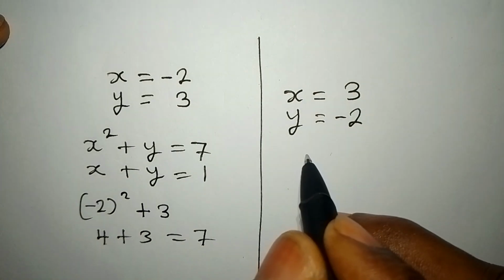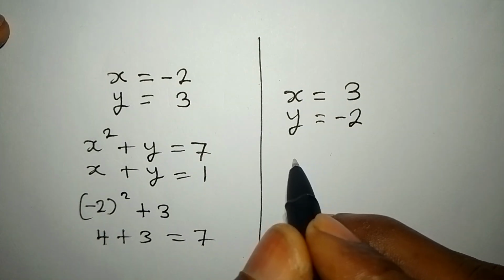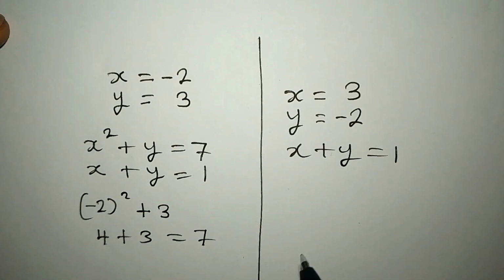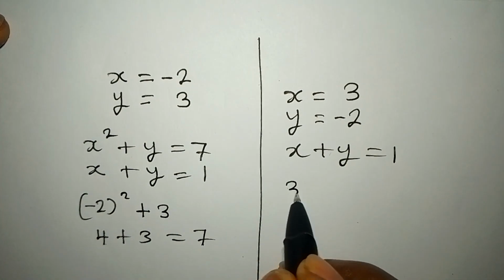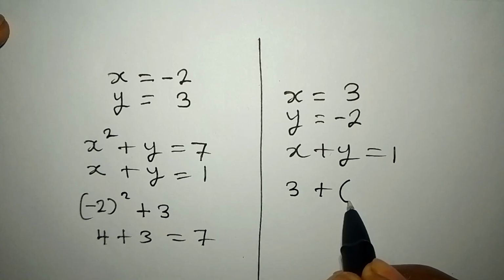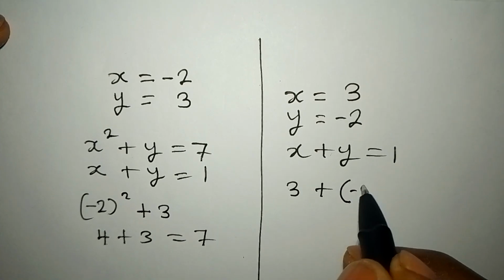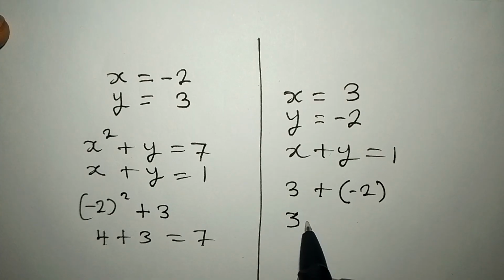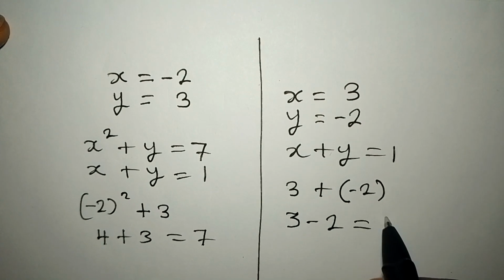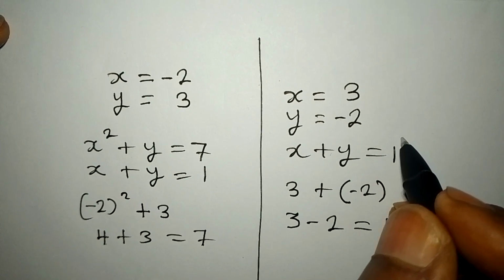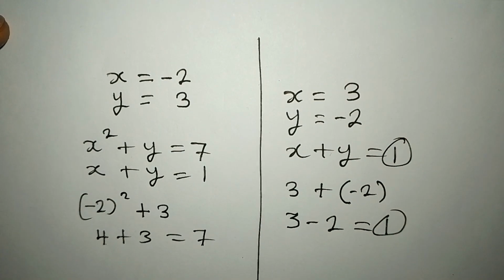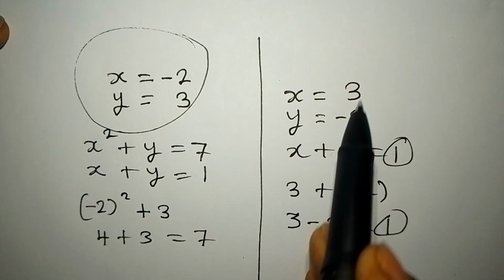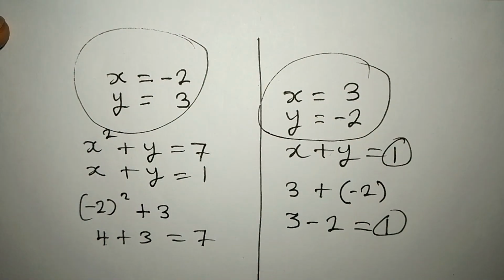Now equation 2 is x plus y equals 1. Now that x is 3, I write 3, then plus open bracket, y is -2. So this means we have 3 minus 2, and it's giving us 1. So this is also satisfying, right? So this is to confirm that these values of x and y are satisfying.